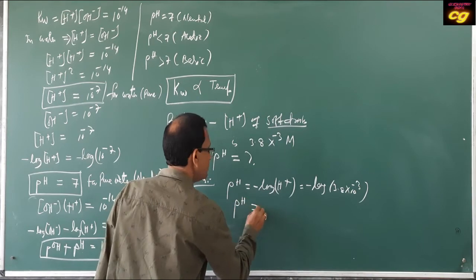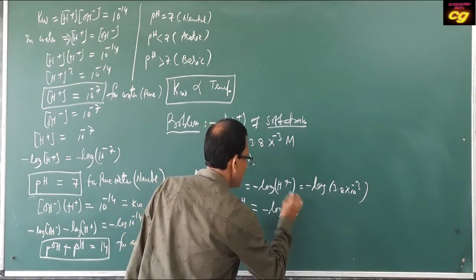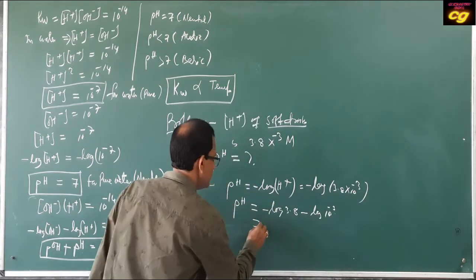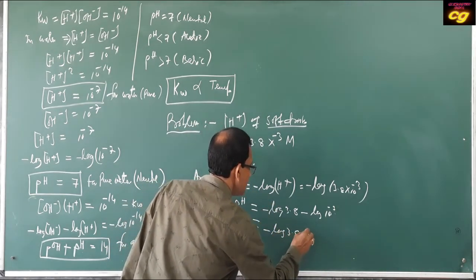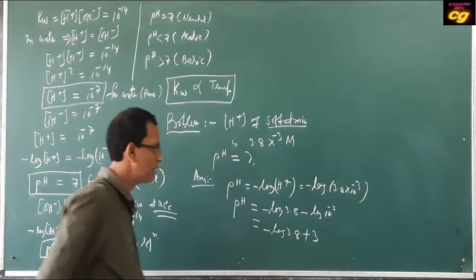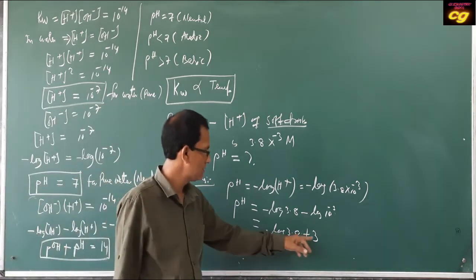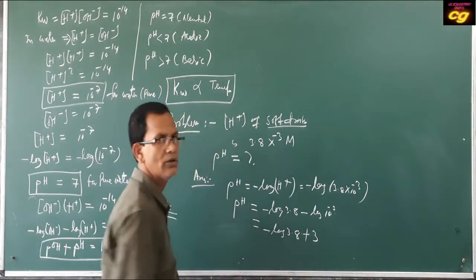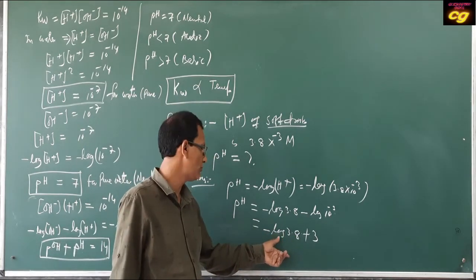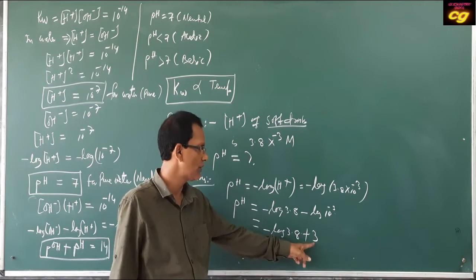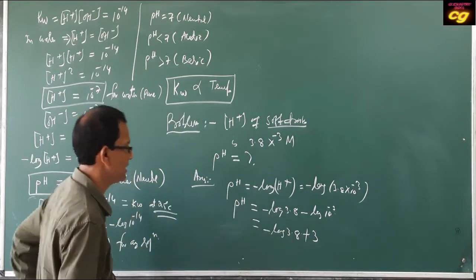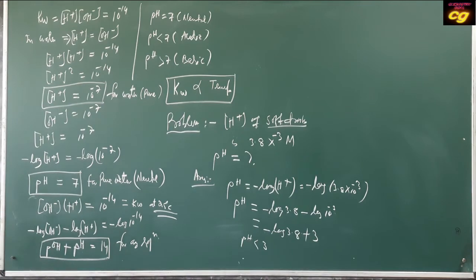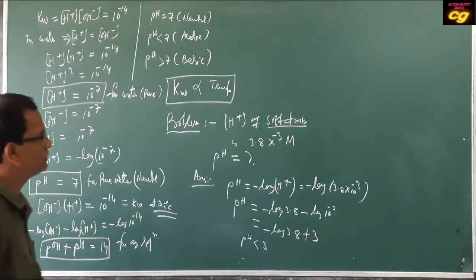Then pH will be minus log 3.8 minus log 10^-3, which is minus log 3.8 plus 3. That means the pH of the solution will be 3 minus log 3.8. Approximately, you have to calculate the logarithm value using the log table. Put the value of log 3.8 and deduct it from 3. So the pH will be less than 3. So this is one problem.